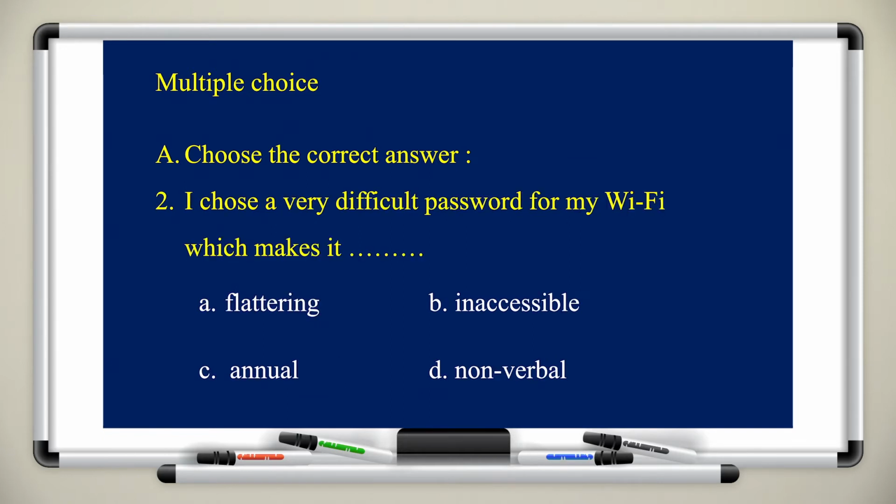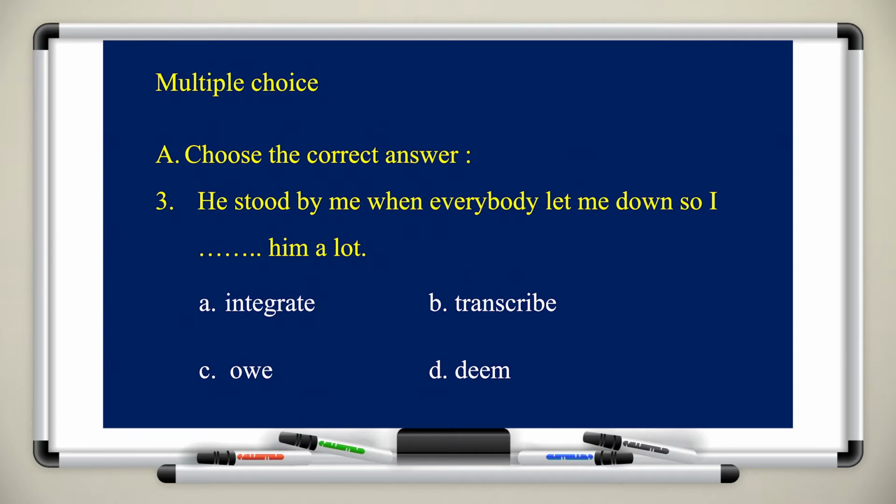How about number 2? I chose a very difficult password for my Wi-Fi, which makes it blank. Choose the correct answer. A, flattering, B, inaccessible, C, annual, D, non-verbal. The answer is inaccessible. Number 3, he stood by me when everybody let me down, so I blank him a lot. Choose the correct answer. And the correct answer is O.